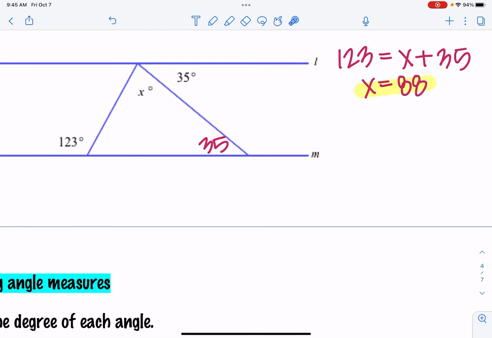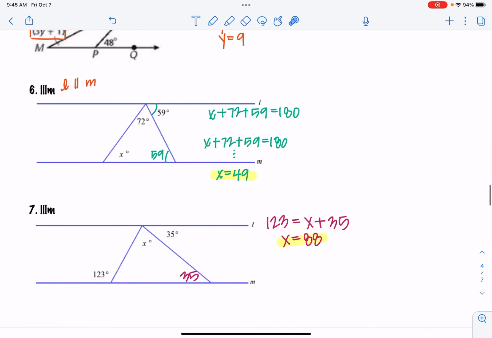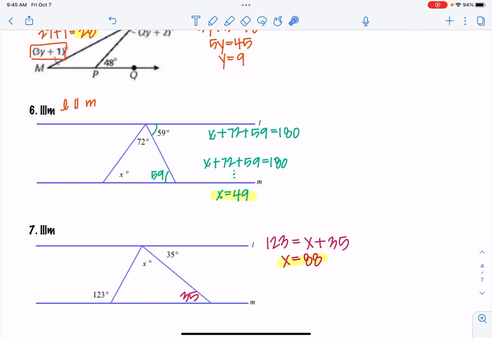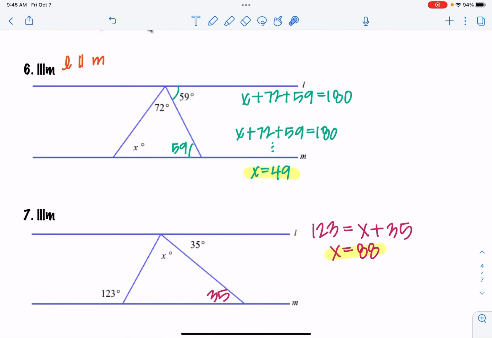Another way I could have possibly found this is that knowing that this is 35 and this is x, all three of these angles add up to 180 because it's a triangle, and I could have found this angle by subtracting from 180 because it's a straight line. So again, multiple different ways to solve these. Just make sure you know these theorems, and if you know all the theorems, there's obviously multiple alternate routes to get the same answer.